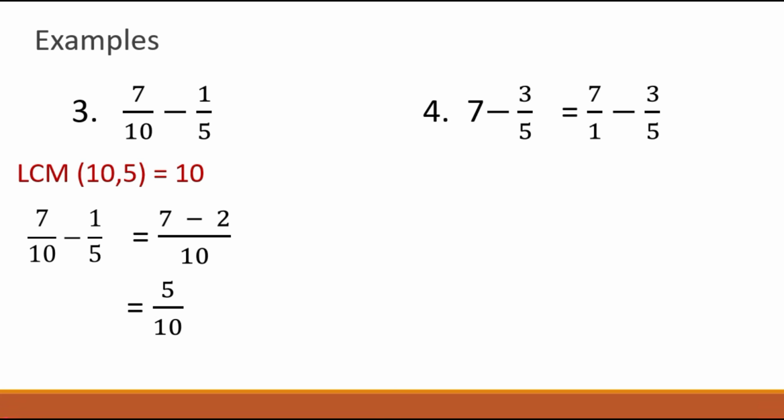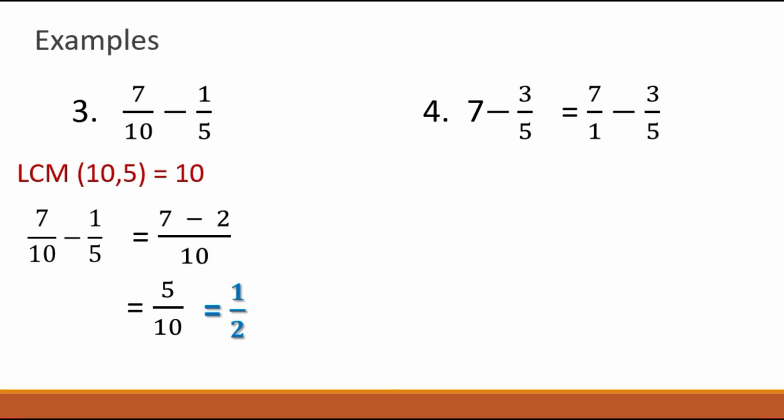Observe that 5 over 10 is not yet in the lowest term. So what is the lowest term? If your answer is 1/2, you're correct. So how did we get 1/2? 5 divided by 5 is 1. 10 divided by 5 is equal to 2. Therefore, the answer is 1/2.